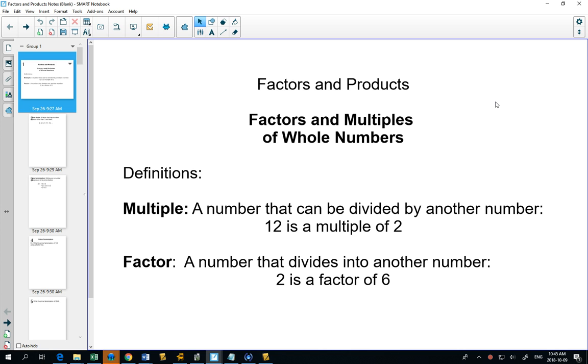A factor is a number that divides into another number. 2 is a factor of 6. Since 6 is 3 times 2, we will also say that 3 is a factor of 6. So one of the things that we sometimes try to figure out, and what I was talking to you about earlier, is what are all the factors of a number?